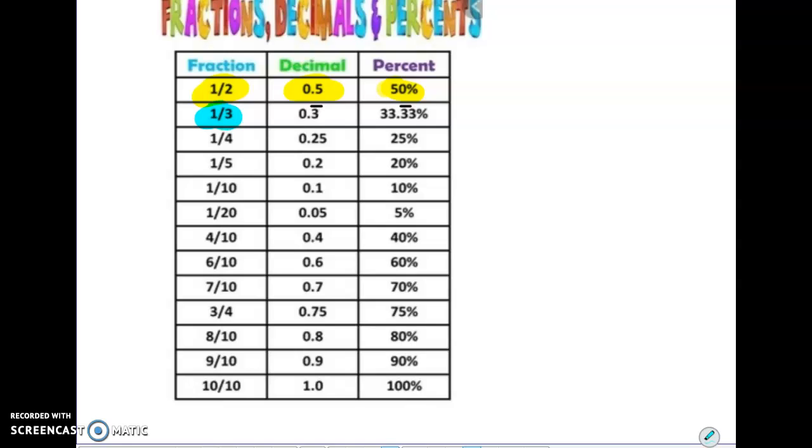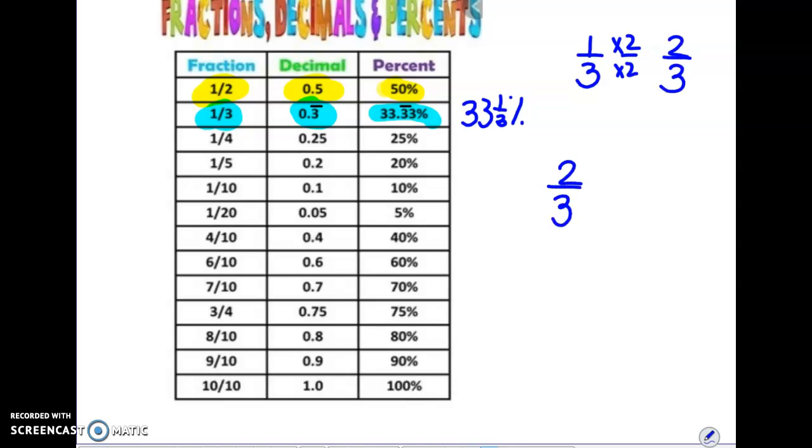Thirds are ones you're going to memorize. Remember, 1/3 is the same as 0.33333, with the repeating bar, and as a percent would be 33.3 repeating percent. That is the same as 33 1/3%. Keep in mind then, if we double 1/3 to make it 2/3, then as a decimal, if 1/3 is 0.3 repeating, 2/3 would be 0.6 repeating, on and on and on. And as a percent would be 66 2/3%, or 66.6 repeating percent.